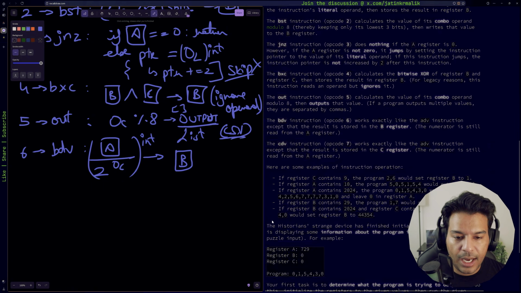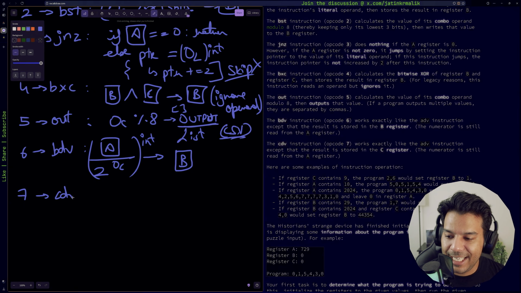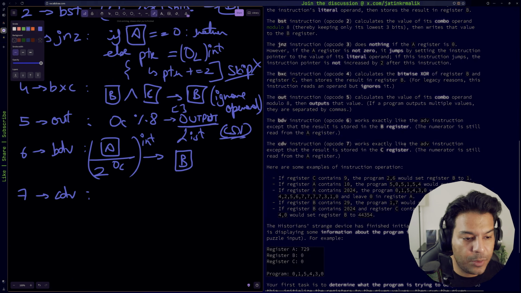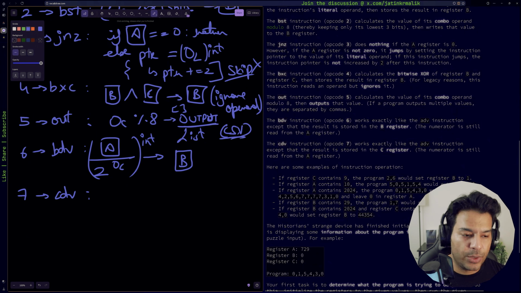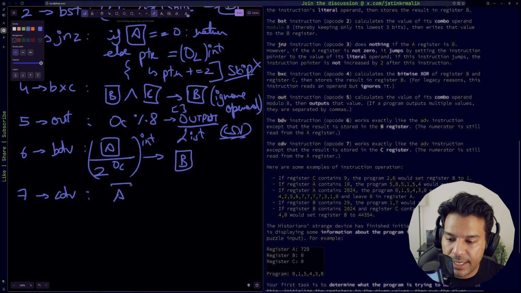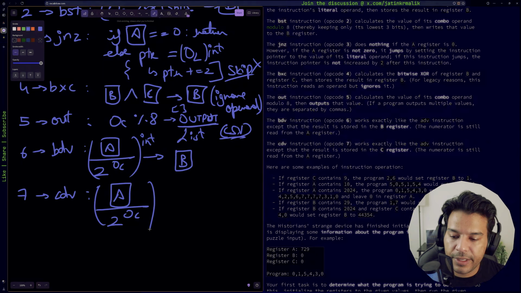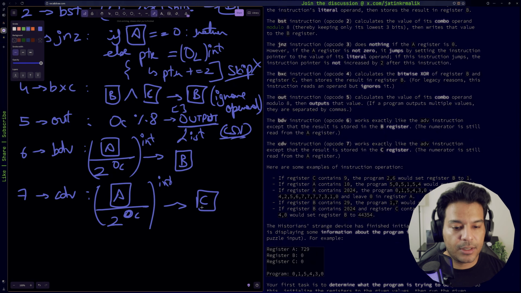Yeah. And then we have our last instruction with opcode 7, which is called CDV. And it says that it works exactly like ADV instruction again, except that the result is now stored in C register. The numerator is still read from the A register. So that's fairly simple. Once you write it, I think we can reuse that function that is calculating. So we will again do the value in register A divided by 2 raised to the power combo operand value. And we will cast that as int. And we will add that into our C register.